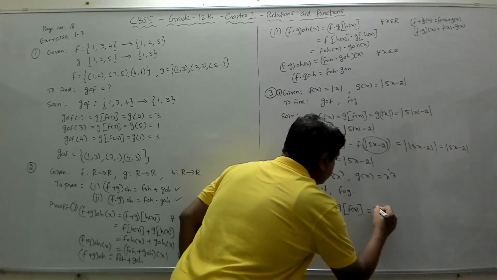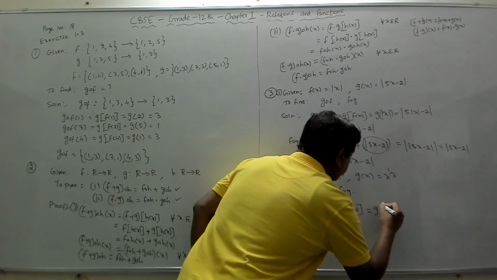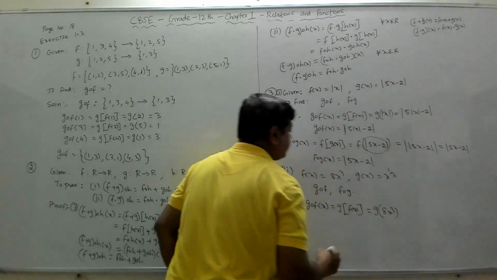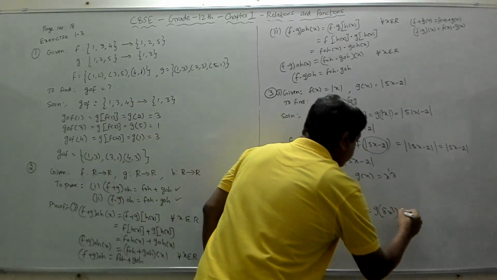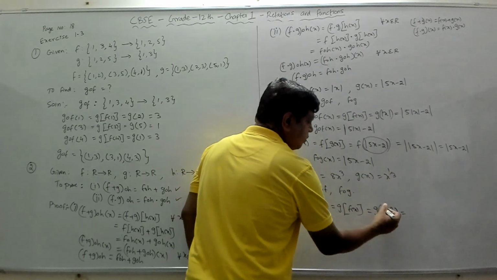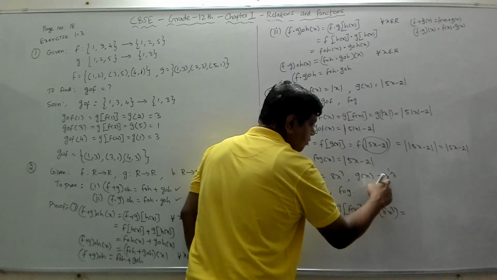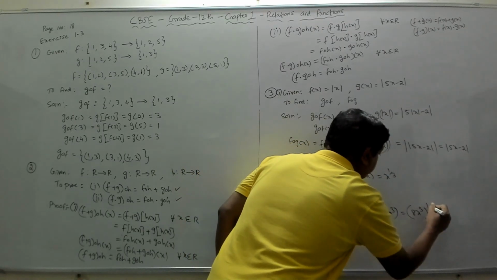So what is g of f of x? f of x is 8x cube, so I put 8x cube in g. So g of 8x cube, because f of x is 8x cube. Now g of x is x power 1 by 3, but x is your 8x cube. So in the place of x you have to put 8x cube, so we'll put (8x cube) whole power 1 by 3.